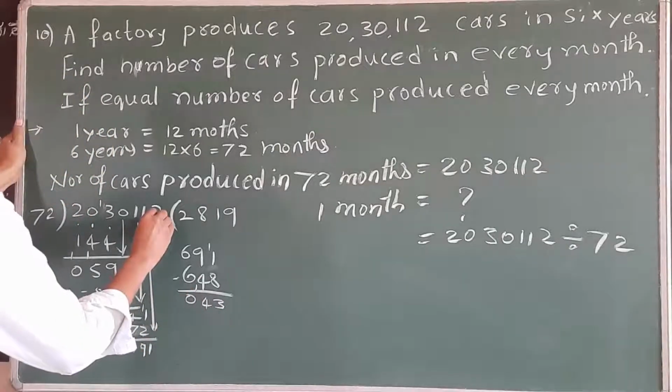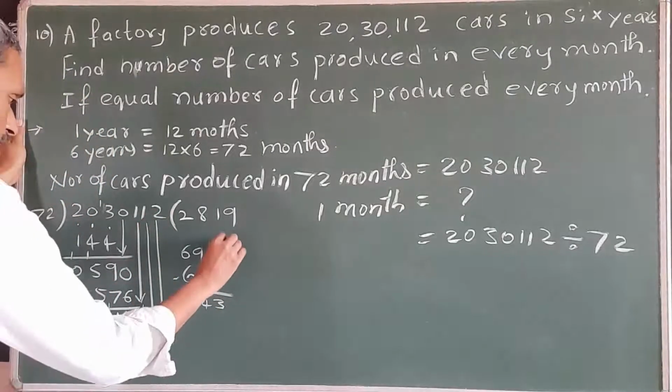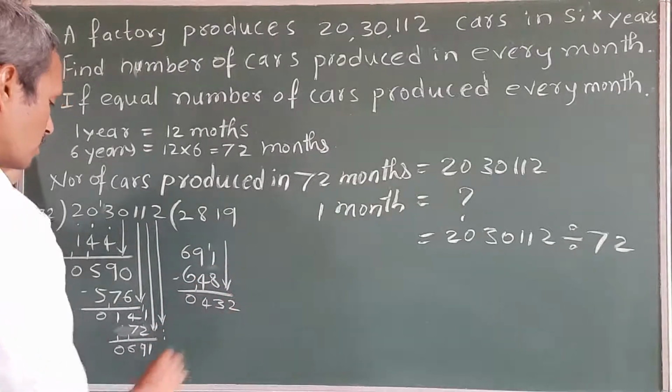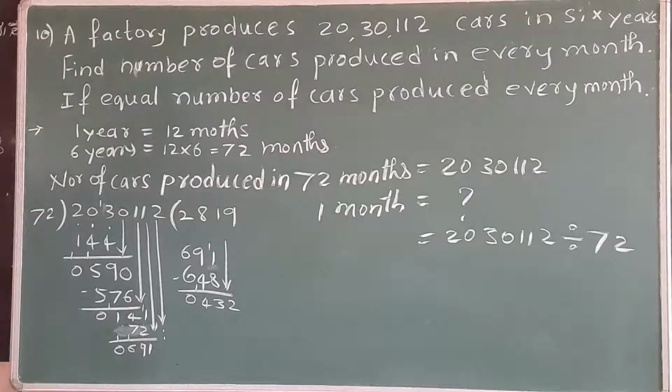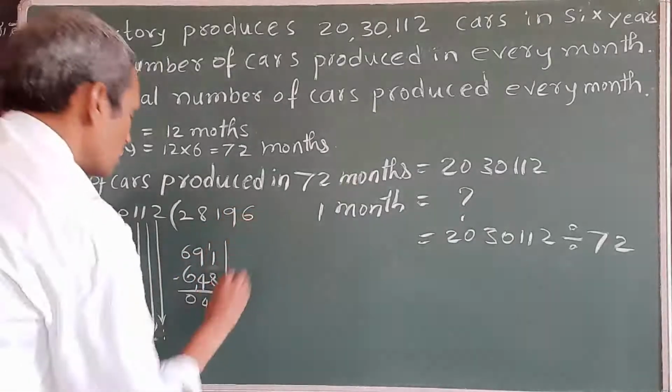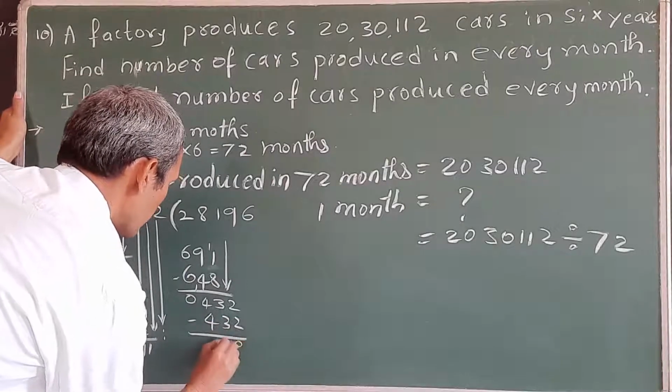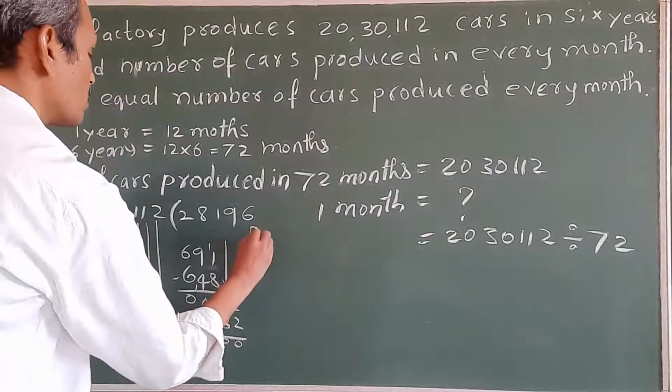Take next one. This 2 is written here, taken here and written, it becomes 432. Now we'll search for 432 in the table. Now 72 6s are 432, it is there. After subtraction we'll get remainder as 0, and this one is the quotient we will get.